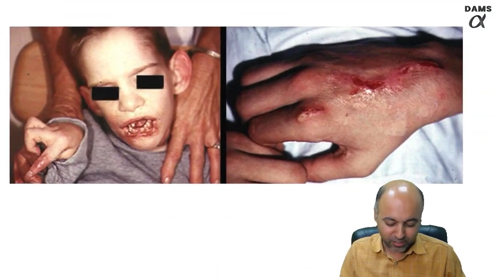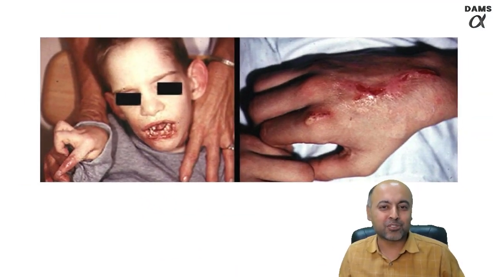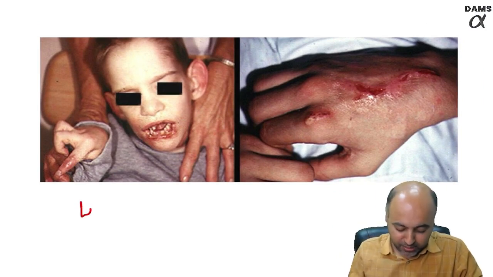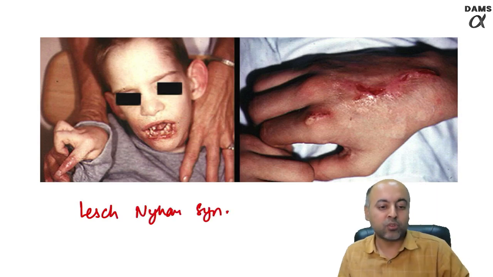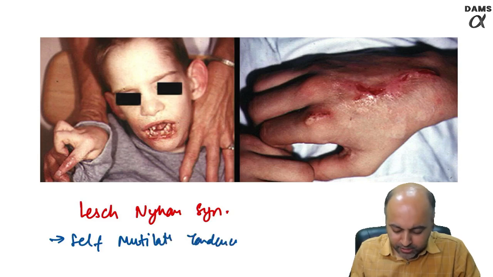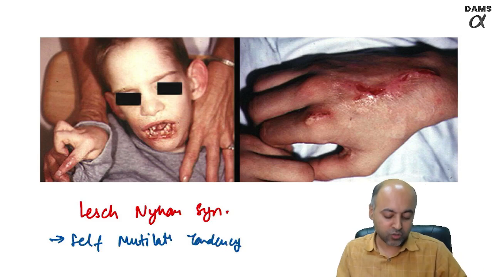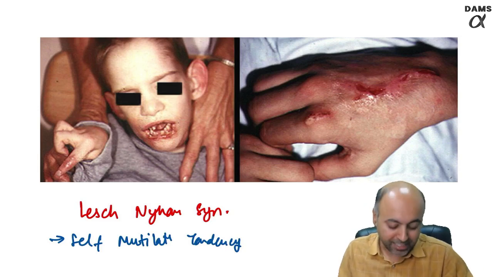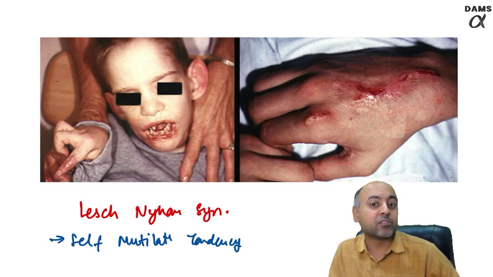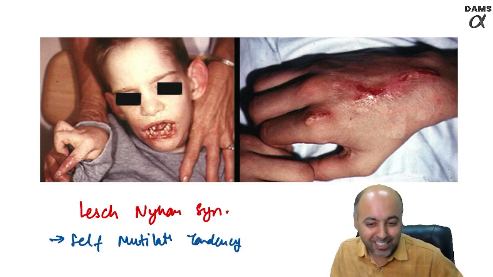I think one of the most likely and hottest questions in image-based questions is the Lesch-Nyhan syndrome. I assume all of you will agree with this. So you have to make note of the self-mutilation tendency in children. The only differential diagnosis for self-mutilation tendency will be the Lesch-Nyhan syndrome, where you can see the bite marks or the nibbling of the fingers or the lips, the bite marks on the hands. These are some of the characteristic features for the Lesch-Nyhan syndrome.